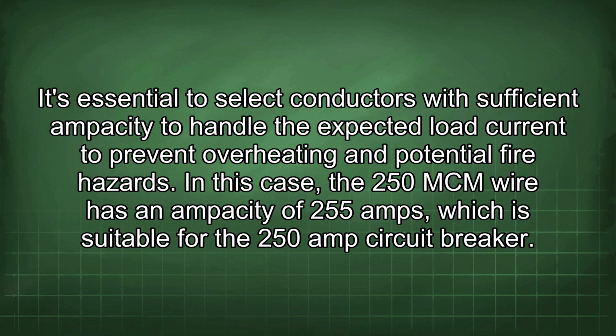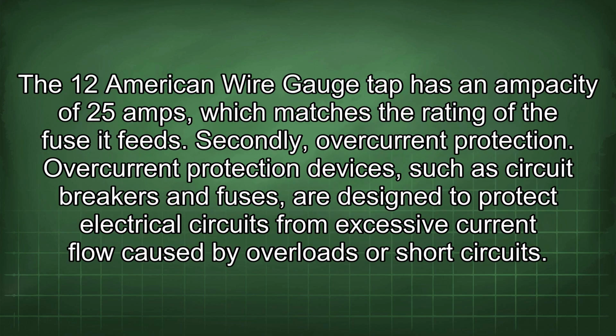hazards. In this case, the 250 kcmil wire has an ampacity of 255 amps, which is suitable for the 250 amp circuit breaker. The 12 American wire gauge tap has an ampacity of 25 amps, which matches the rating of the fuse it feeds. Secondly, overcurrent protection.